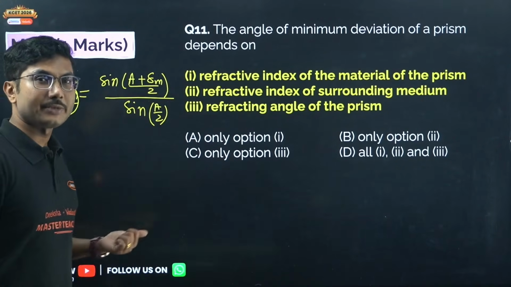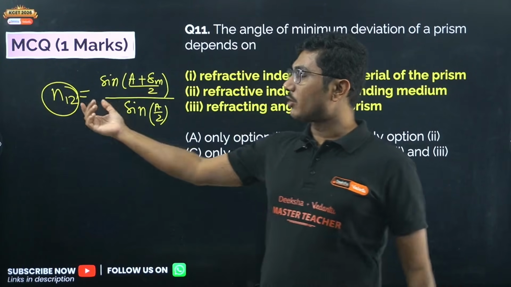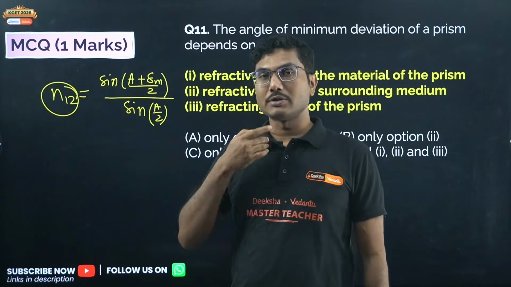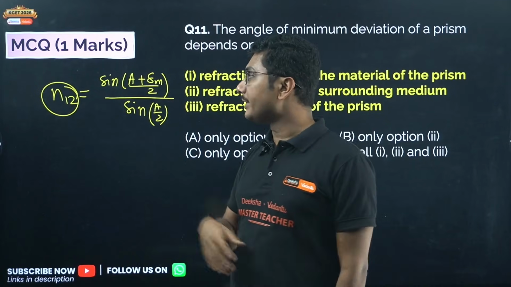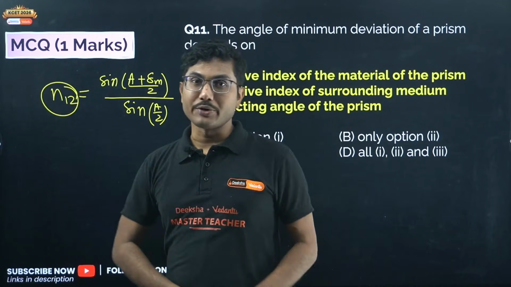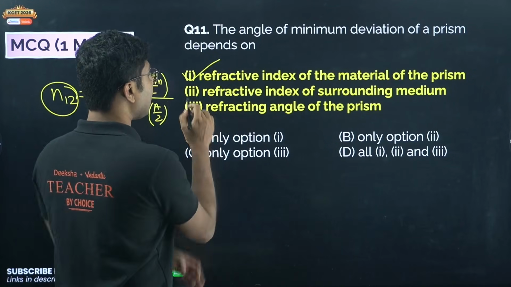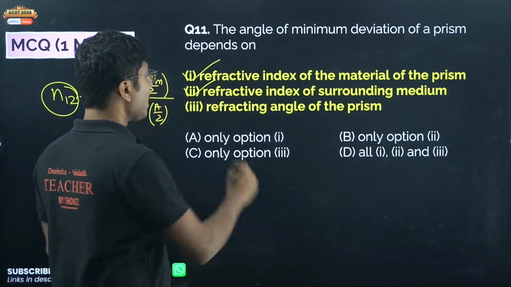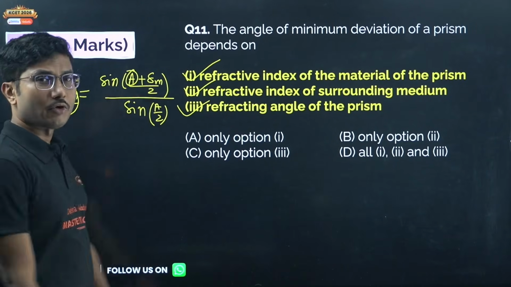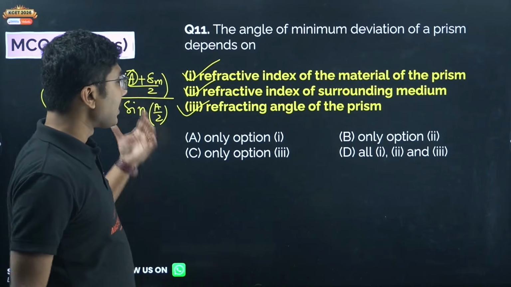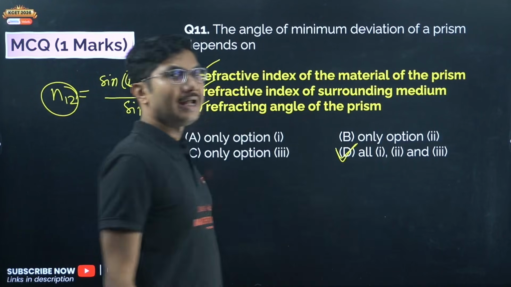Relative refractive index means that if the surrounding medium is air, then we can say only n, but if the surrounding medium is not air, suppose it is water, then this formula is also valid. The only difference is that in that case we have to take the relative refractive index. So it depends on the refractive index of the material, the refractive index of the surrounding, and the refracting angle of the prism, because obviously A is also there in the formula. So definitely it depends on all three, 1, 2 and 3. So the correct answer is option D.